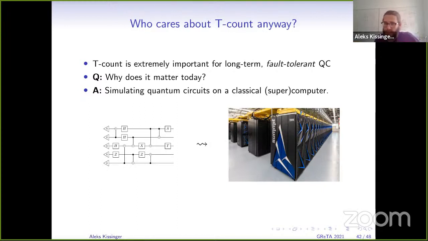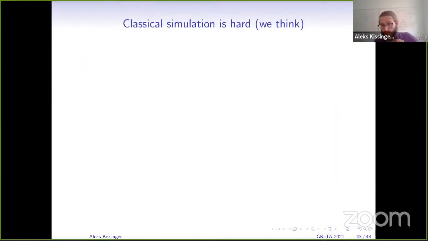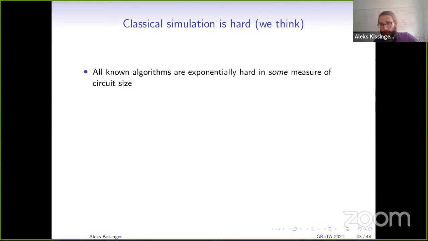And there's lots of interesting things you can do just by simulating quantum circuits. For instance, you can do simulation of chemical reactions, quantum chemistry, and this kind of thing on classical supercomputers if you can simulate quantum circuits better. So this is a hard problem in general. Like everything in complexity theory, we don't actually know how hard it is. But all known algorithms are exponentially hard in some measure of how big quantum circuits are. The naive thing is it's exponential in the number of qubits. It takes exponential space in the number of qubits just to do naive simulation.